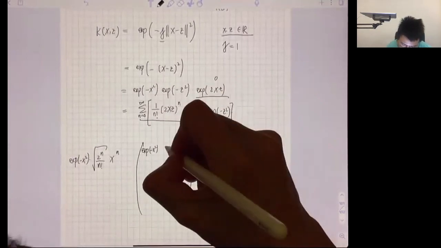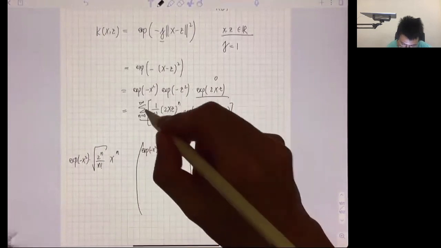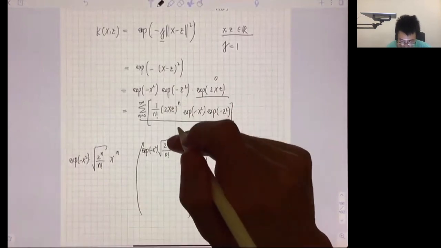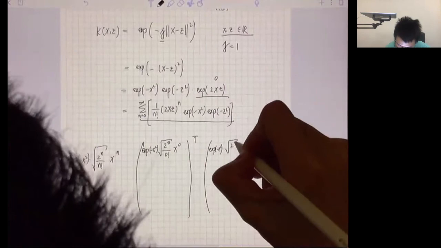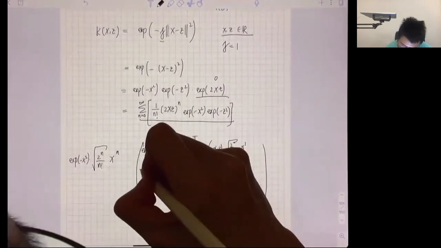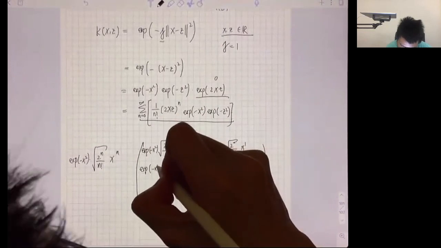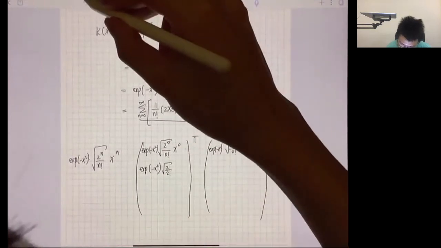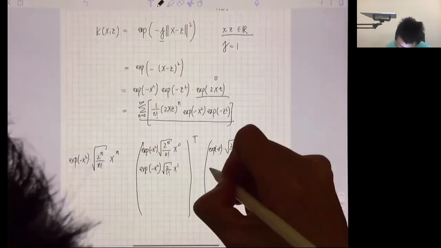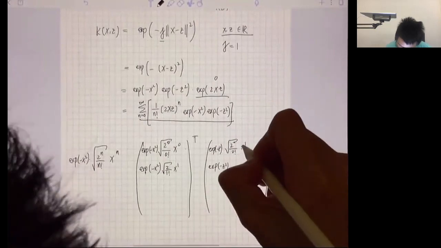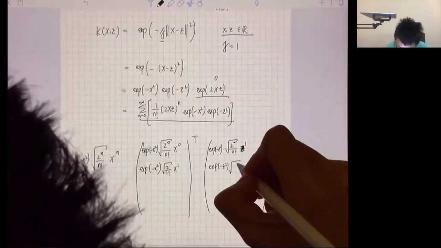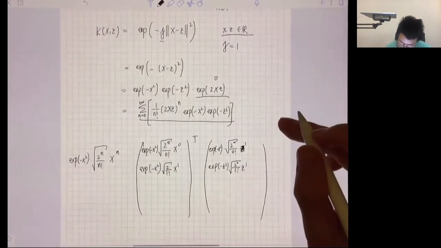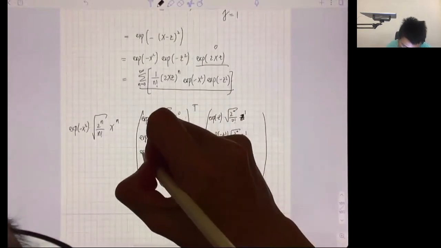Then I can say this is n equals 0. So 2 to the power of 0, 0 factorial square root, x to the power of 0 is 1. Okay, but I don't mind. Then I have the term of n equals 1. Then I have n equals 2.